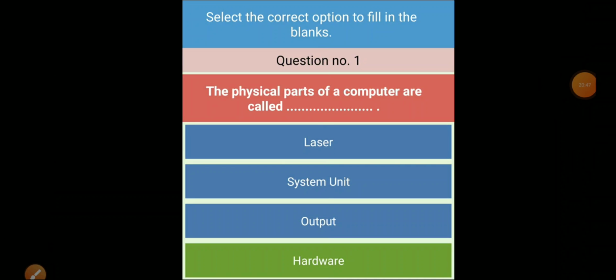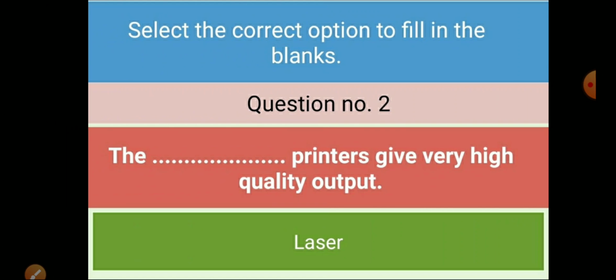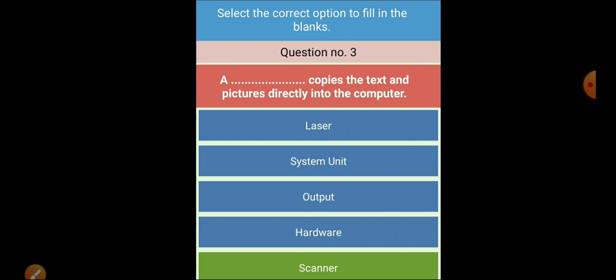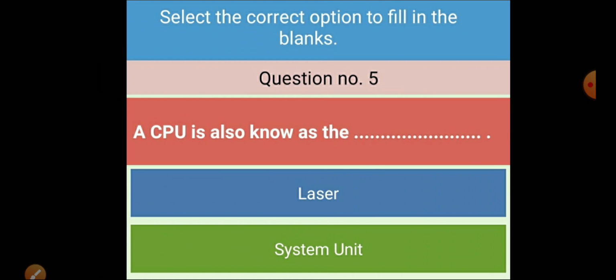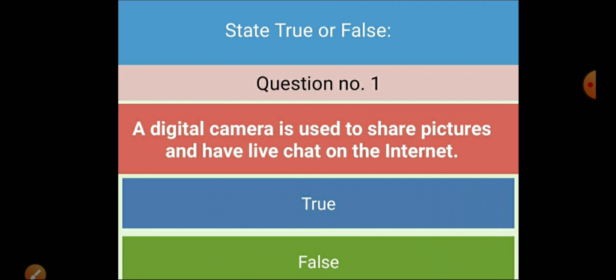Now first question is fill in the blanks. The physical parts of the computer are called hardware. The laser printers give very high quality output. A scanner copies the text and pictures directly into the computer. Output devices display the results that we get after processing. A CPU is also known as system unit. A digital camera is used to share pictures and have live chat on the internet.